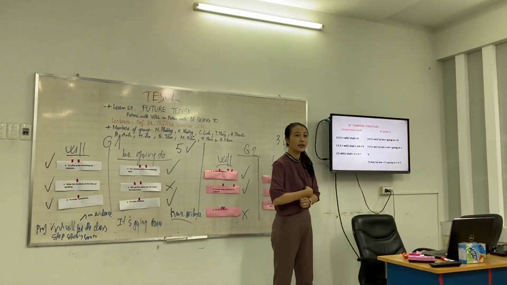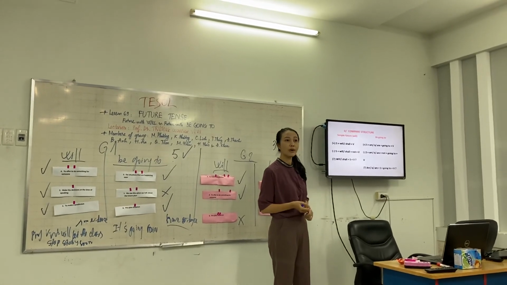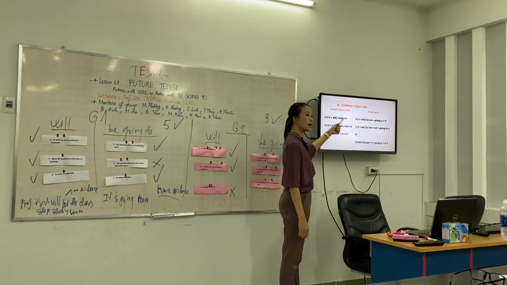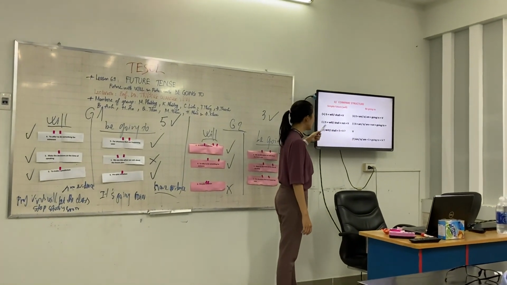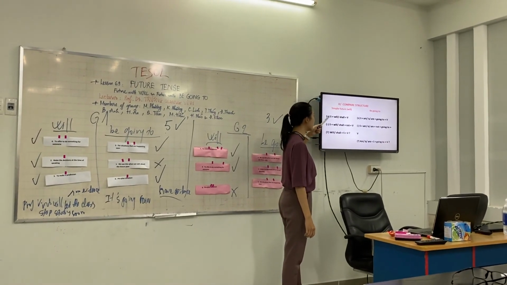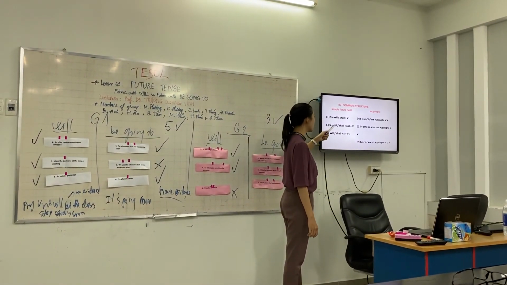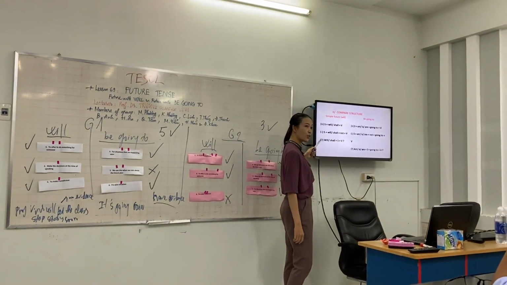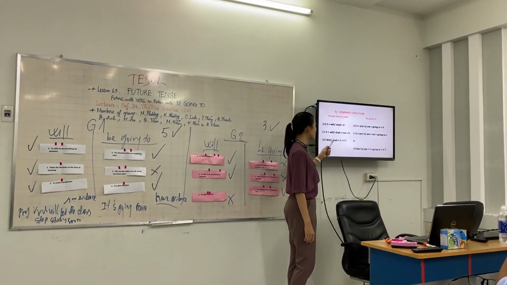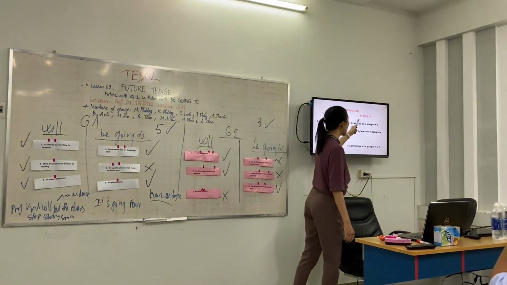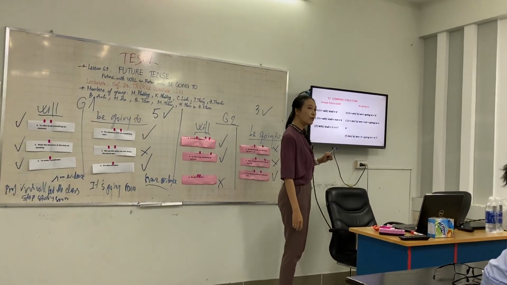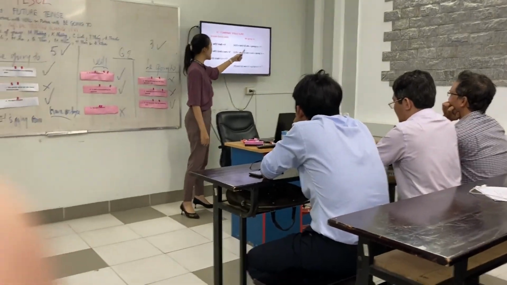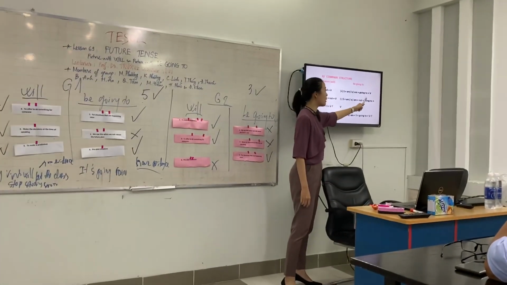Ms. Tui already mentioned about the structure. Now I just remind all of you that we can use subject plus will plus verb for the affirmative. For the negative, we use subject plus will plus not plus verb. And for the question with will, we can use will, subject, and verb. On the other hand, we have be going to. The formula for be going to for affirmative is subject plus am, is, are, plus going to.